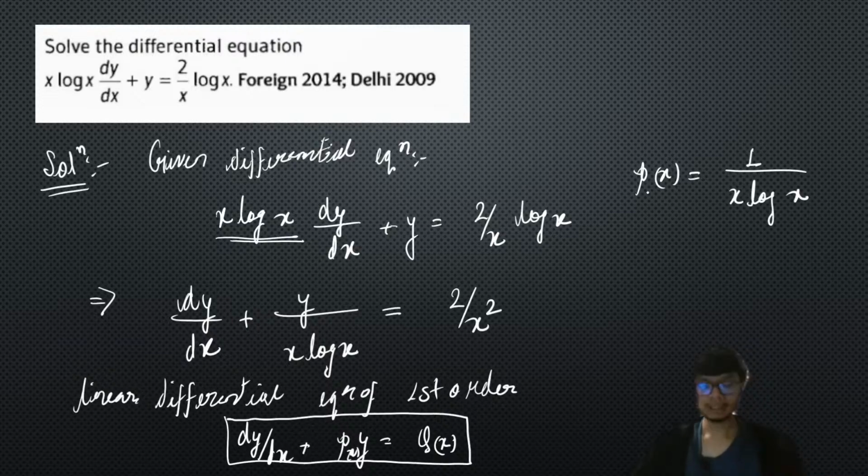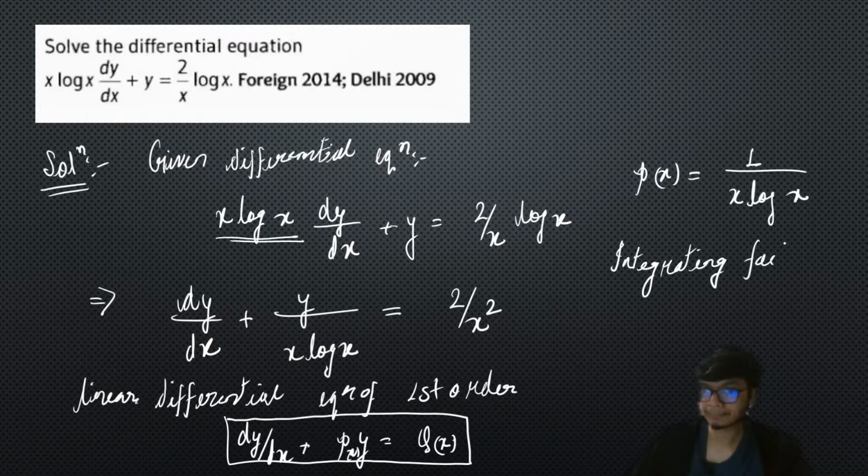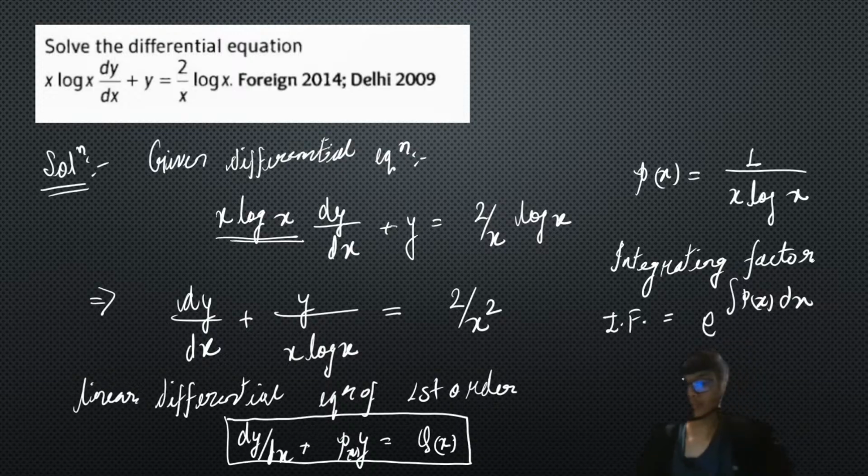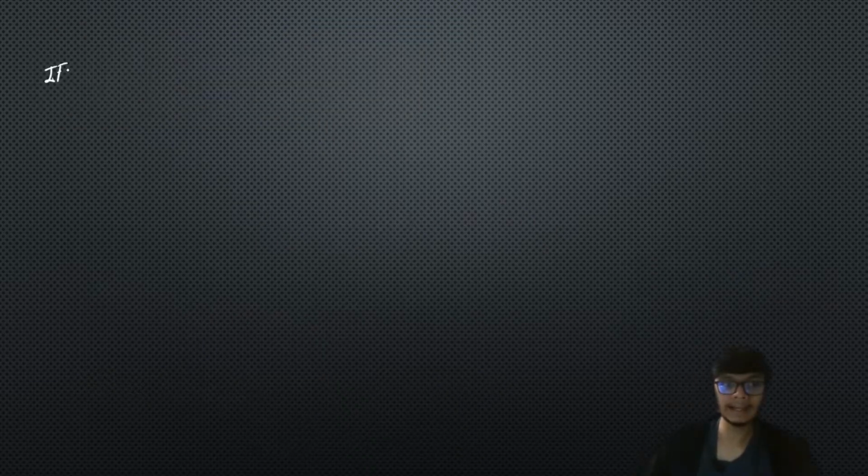Now in order to solve a first order linear differential equation, you need to have information about the integrating factor. So what is the integrating factor? You have to write it step by step also. The integrating factor for the first order differential equation is given as e raised to the power integration of p of x dx. So from here you will get the integrating factor as e raised to the power integration of 1 upon x log x dx, right?